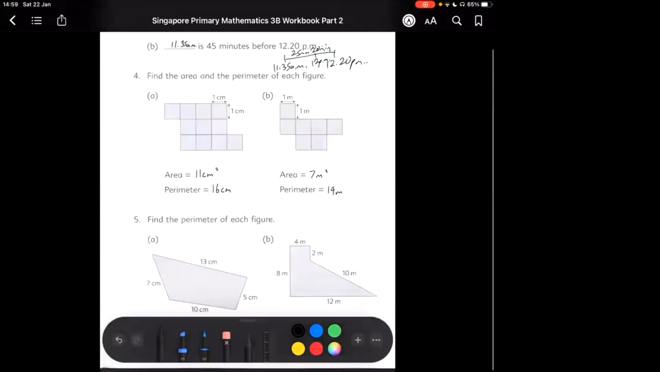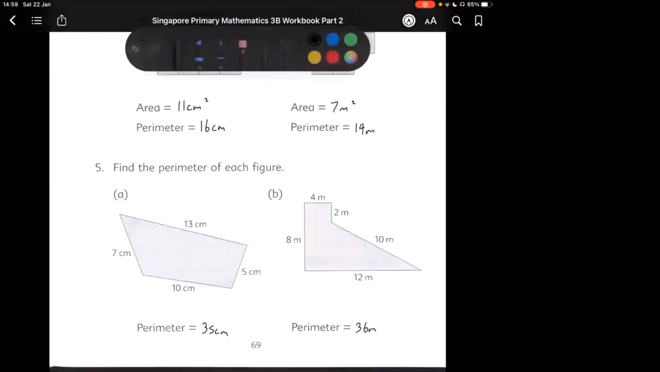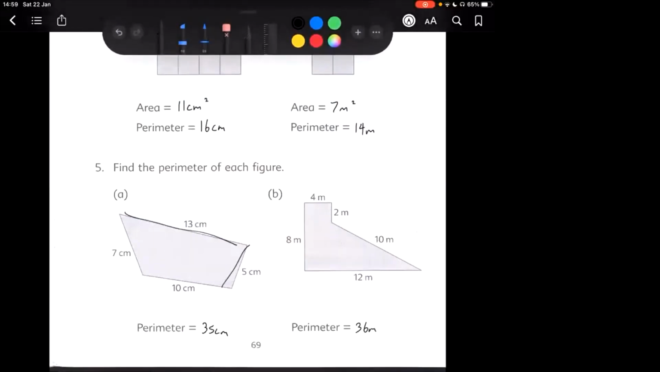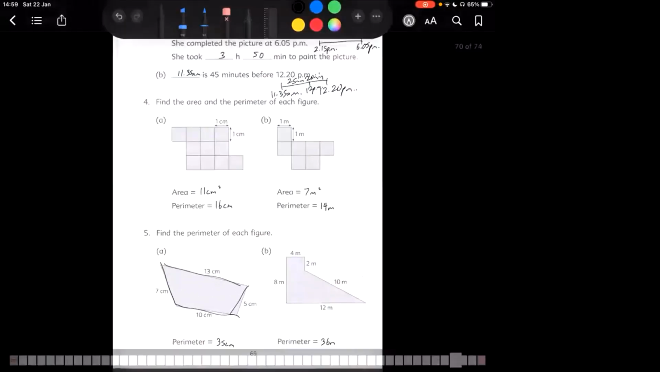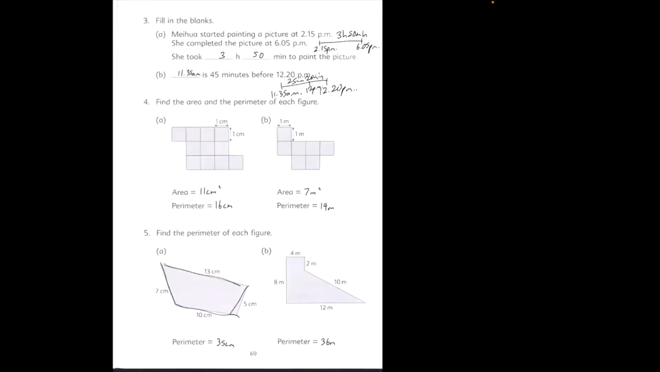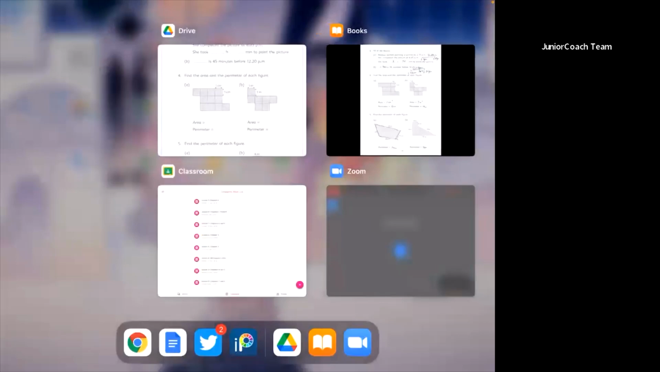This one, it's even simpler. You just add all these numbers. 13 plus 5 plus 10 plus 7. And that's 4 plus 2 plus 10 plus 12 plus 8. And that is it.